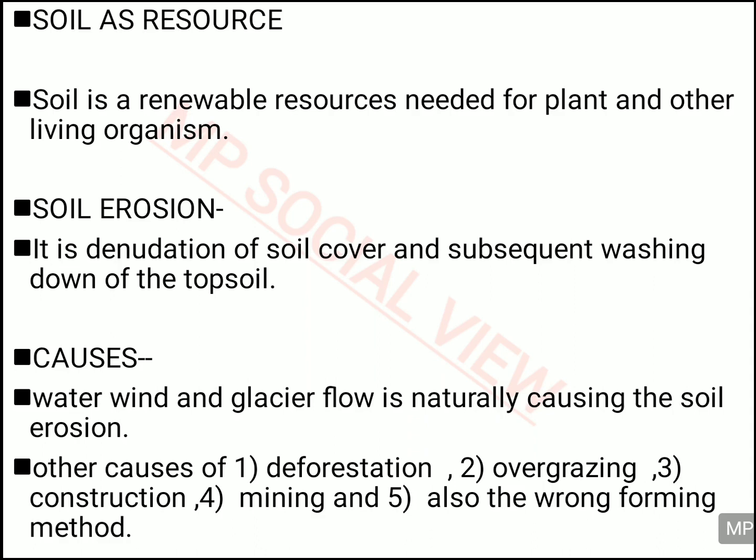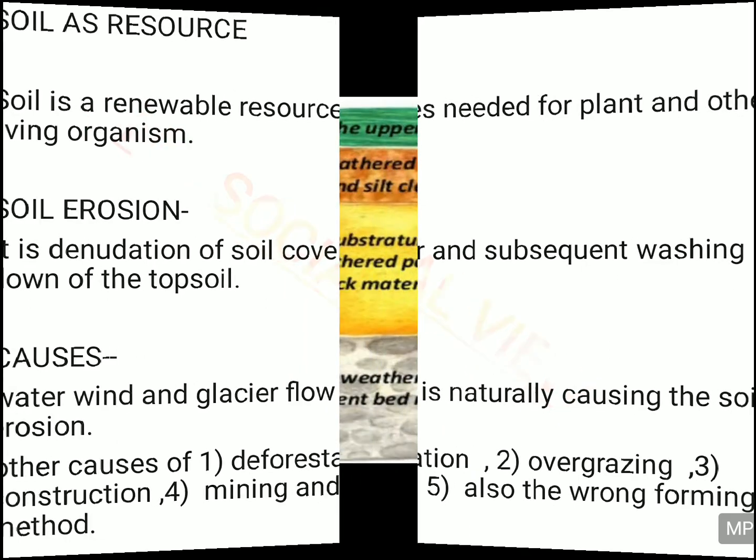There are some natural causes because of which soil erosion is taking place, like wind and water, and glaciers moving and eroding the soil. And there are some other causes because of human activity: deforestation, overgrazing, construction work, mining work and wrong methods of farming. All these things are also leading to the soil erosion problem in India.